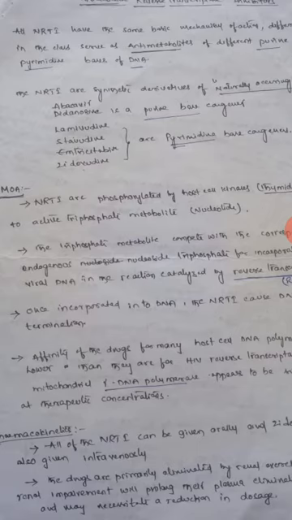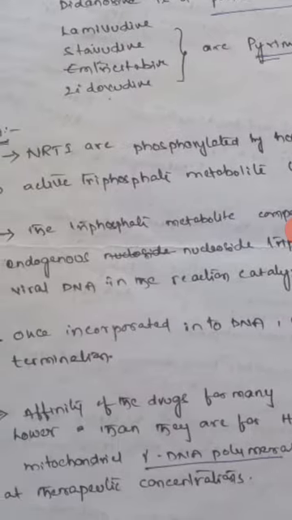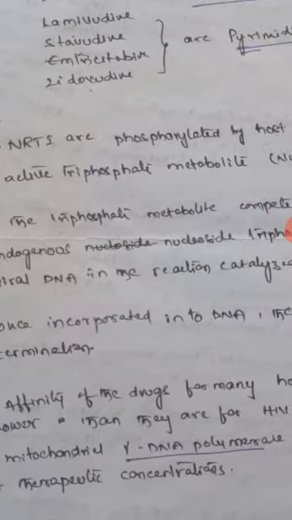So all nucleoside reverse transcriptase enzyme inhibitors are phosphorylated by host cell kinases to convert them into the active triphosphate form. For example, I will take one drug here, suppose zidovudine. In the presence of host cell kinase, zidovudine is first converted into zidovudine monophosphate, later zidovudine diphosphate, later zidovudine triphosphate. Zidovudine triphosphate is the active form of zidovudine.